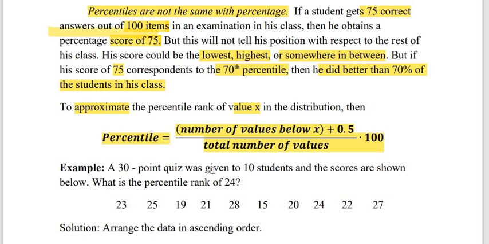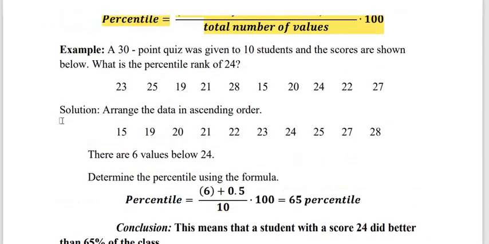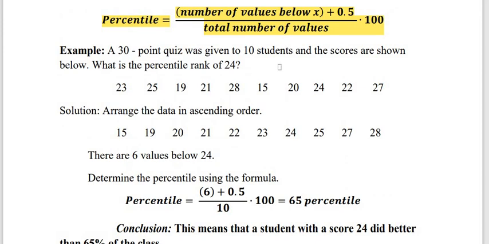Let's have an example. A 30-point quiz was given to 10 students, and the scores are shown below. What is the percentile rank of 24? So, these are the data, and imagine nyo na lang na ang score nyo ay 24. Okay? So, naka-24 ka. Now, you wanted to know kung gaano ka ba kagaling, saan ba yung equal distribution, kasi relative position, or nasaan ka ba with regards to your classmate.